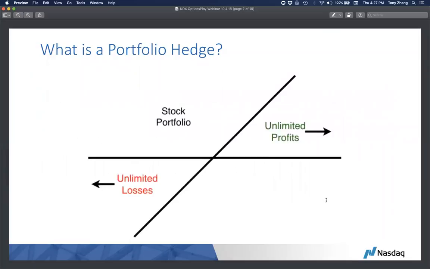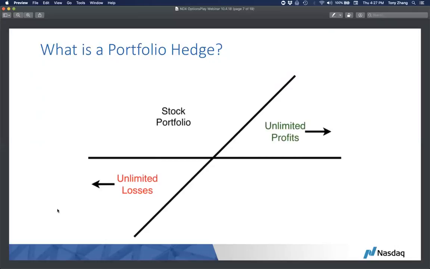I just want to illustrate for everyone what a portfolio hedge really looks like. Sometimes charts are a little easier to understand. So here is your stock portfolio. Pretty easy to understand. You have dollar for dollar exposure to the stock market. If the market goes higher, you get unlimited profits to the upside, and if the market goes lower, you have unlimited losses to the downside.